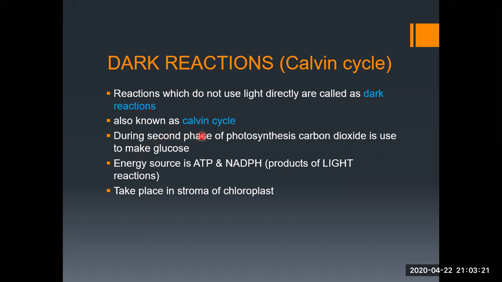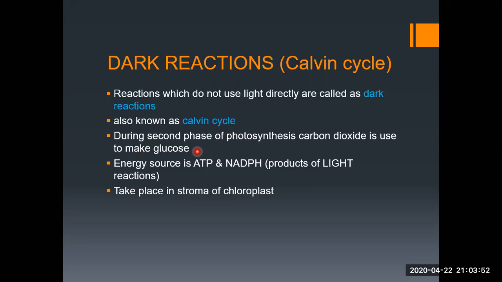During the second phase of photosynthesis, carbon dioxide is used to make glucose. You must remember that we have learned in the last few days that photosynthesis occurs in two major steps. The first step is light reaction, and the second step is dark reactions. In the first step, water and sunlight are used. In the last step, or dark reactions, only carbon dioxide is used, and the product will be glucose, which is stored in the fruits of any particular plant.